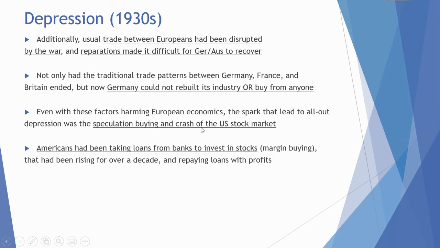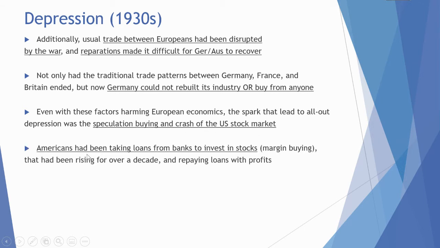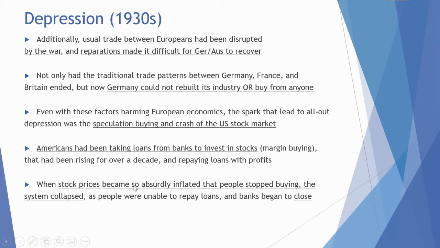Even with these factors harming European economies, the spark that led to all out depression, I'm sure we've heard about this before, was the US stock market crash on Black Tuesday in 1929. Americans had been taking loans from banks to invest in stocks that had just been going up and up during the roaring 20s and repaying their loans with the profits that they made. However, when stock prices became so inflated and they weren't actually worth that much, people stopped buying, the whole system collapsed, and people were unable to pay their loans back to the bank because their stocks lost money.